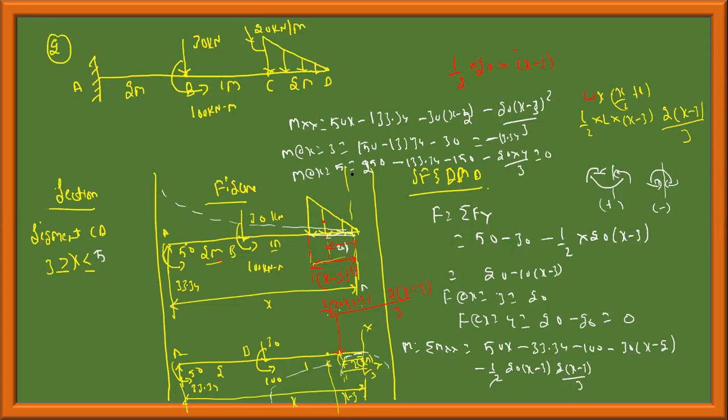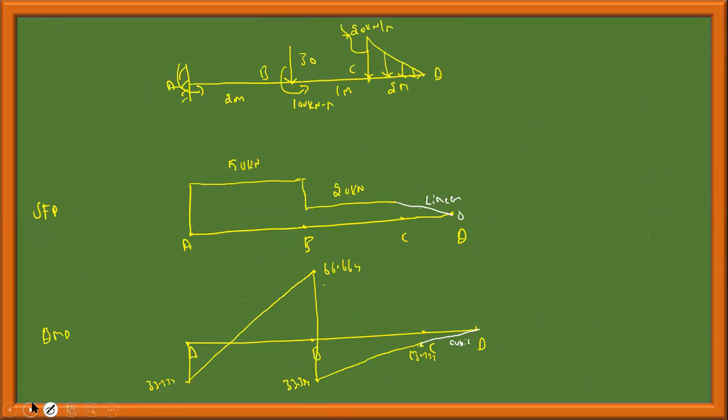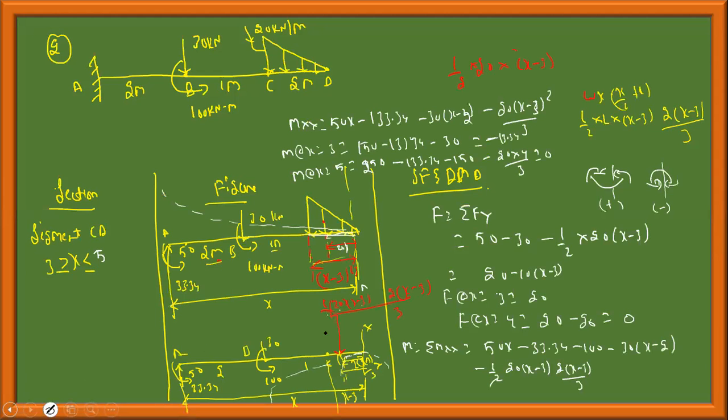If I substitute x equal to 3, I will get M equal to minus 33.34. M at x equal to 5, I will get 0. That's what I have plotted. At x equal to 3 it is minus 33.34, and at x equal to 5 it is 0. Since the shear is linear, this has to be quadratic. Now this is quadratic, x square terms will come here. This is not cubic, this is quadratic.